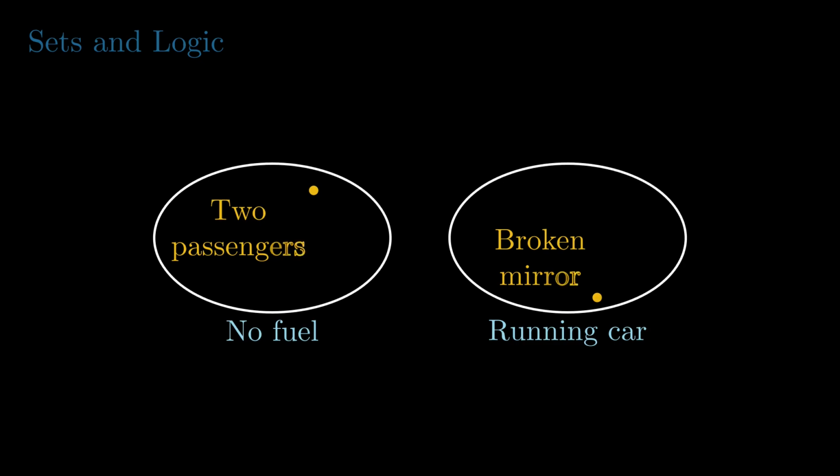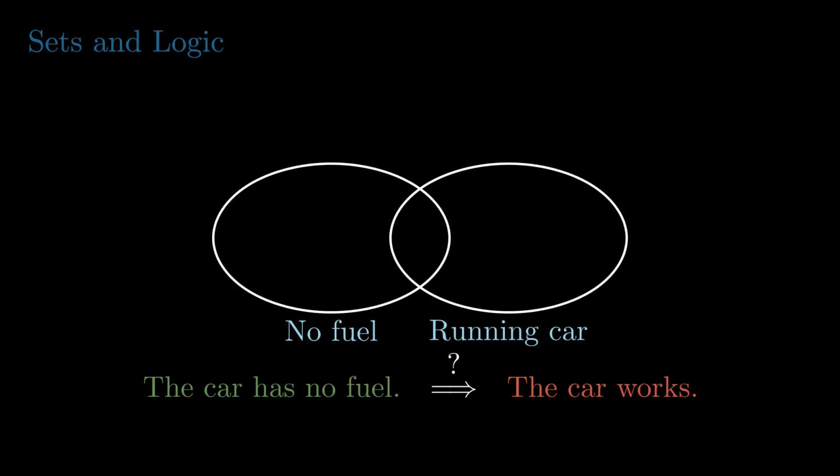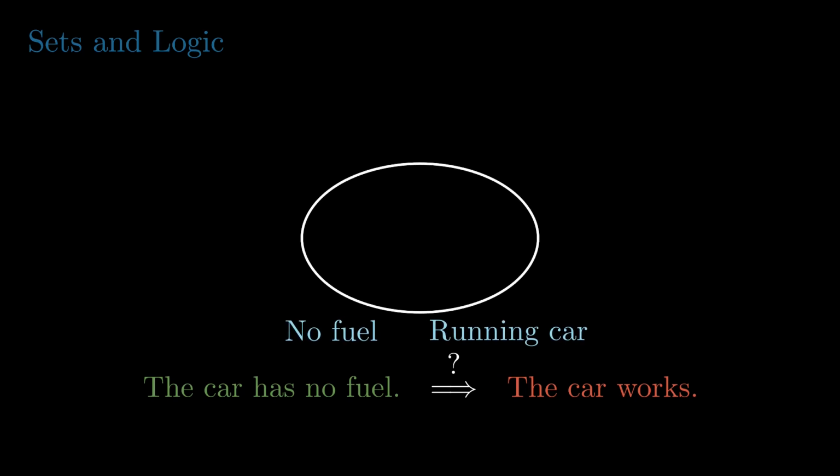Now, we want to know, given that the car has no fuel, if the car can work or not. We want to guess the right reasoning. This is the same as figuring out if two sets intersect, overlap, or if they are separated.